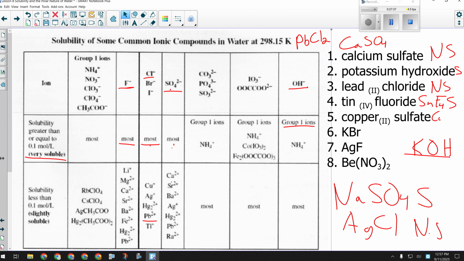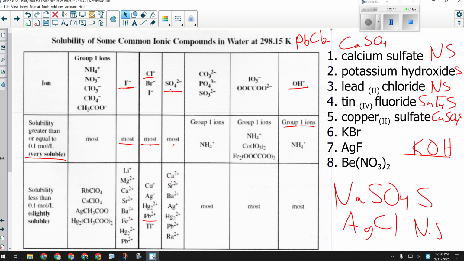And then copper 2 sulfate, CuSO4. Okay, so I find sulfate. It's right here. Soluble with most things. I don't see copper in the lower row, so this is soluble. Is this one of the things from your lab? Yeah. Copper 2 sulfate was one of the materials listed. So one of your compounds yesterday was copper 2 sulfate. Spoiler alert, it would have dissolved in water, apparently, according to this.